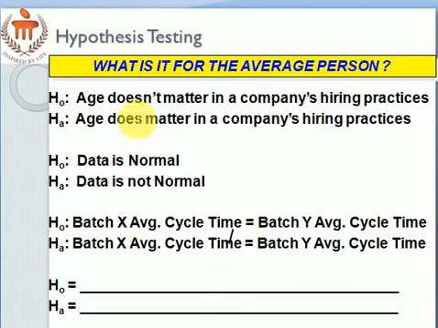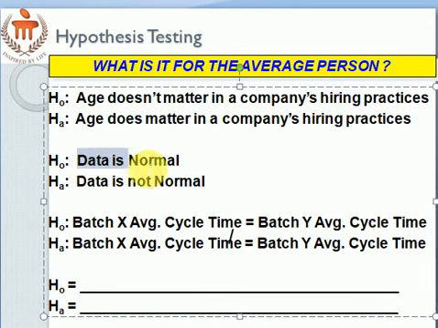Then the next one is that the data is normal, and the alternative is that the data is not normal. Now you can interpret the normality test. I said that the data is normal if the p value is greater than 5% or 10%. In that case, the probability of H naught is high. That means we will accept H naught. That means the data is normal. So these are some examples of hypothesis testing.